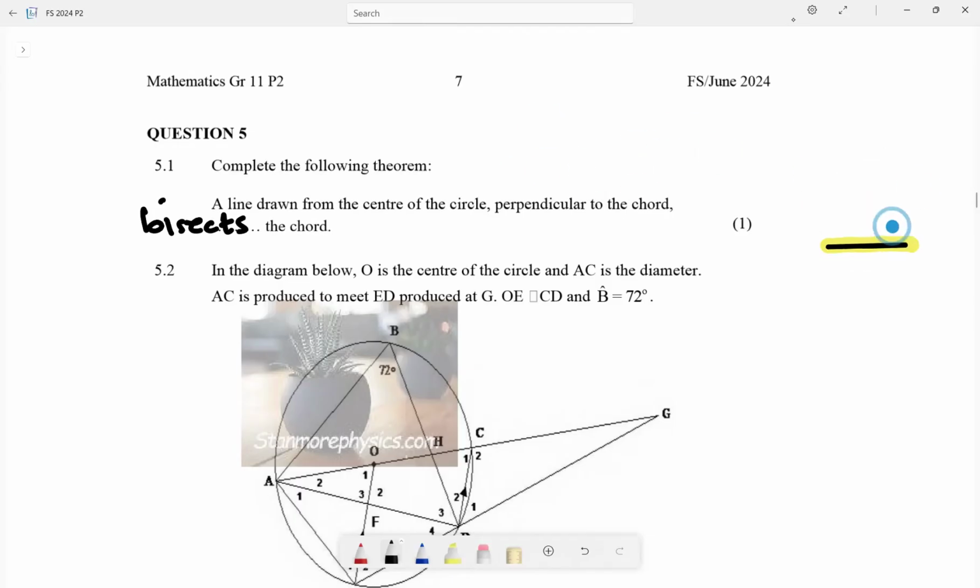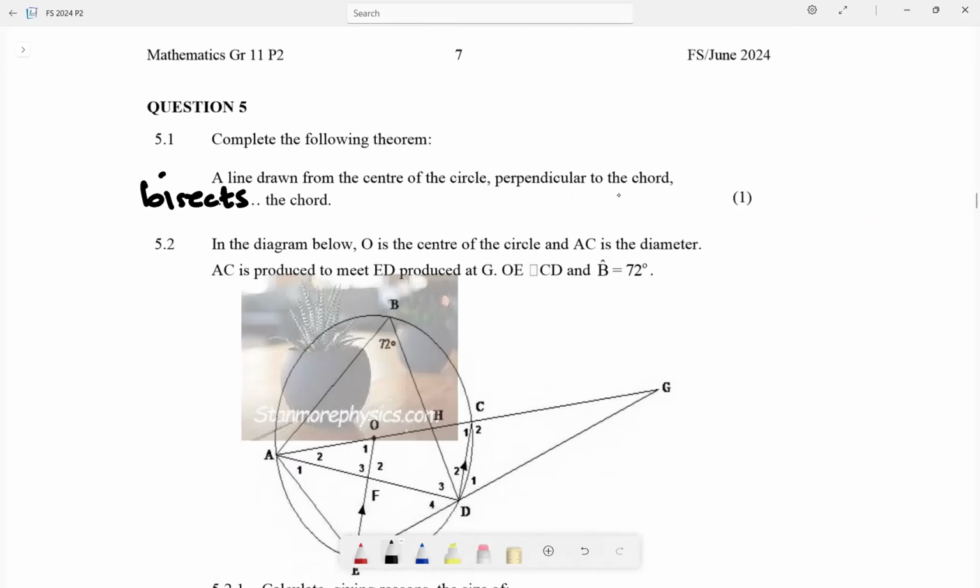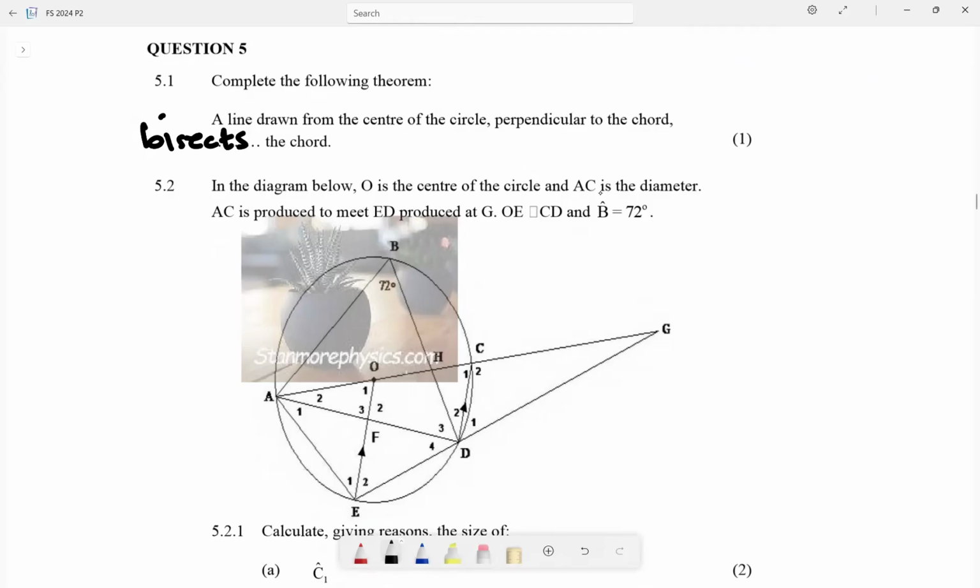Then we say it bisects the chord. Good. Now we are looking into something interesting. In the diagram below, O is the center. Very important. O is the center of the circle, and AC is the diameter.